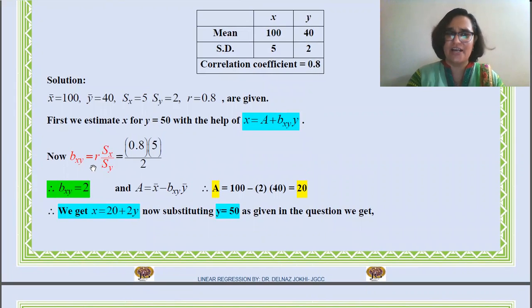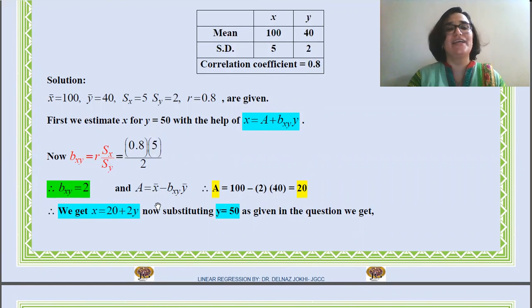You are experts in this now. r is equal to sx upon sy. क्यों sx ऊपर? Because हम bxy की बात कर रहे हैं. That is why. Great going. Substitute the values r, sx and sy. कहाँ से आया? It's given to you in this table very clearly. Okay, what do you get? Yes, very good. bxy in the green highlight, as you see, is equal to 2, right?